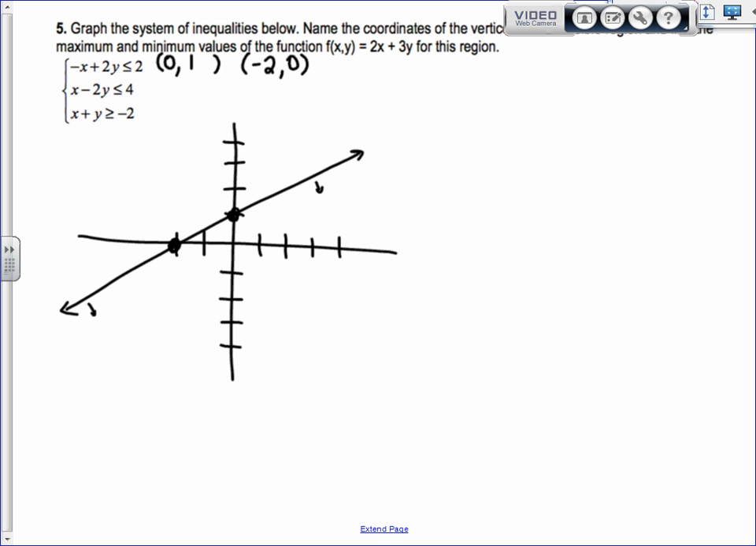The next one, if I plug in 0 for y, I get 4 for x. If I plug in 0 for x, I get 4 for y. What am I saying? I said it right, but wrote it wrong, didn't I? 0 for y, I get 4 for x. 0 for x, so if you cover up the x part, I get negative 2y equals 4, so negative 2 for y. So I have 4, 0. And I have 0, negative 2.